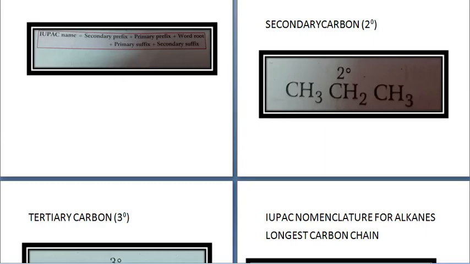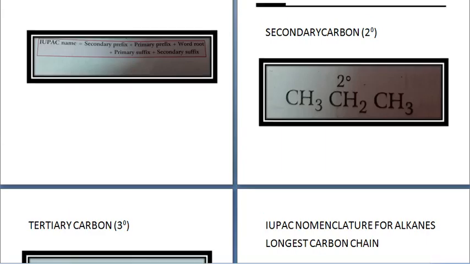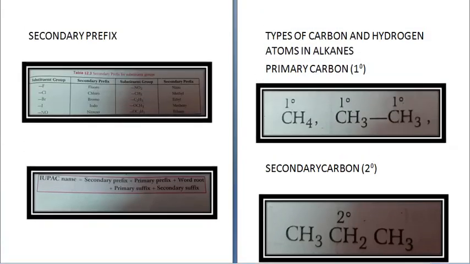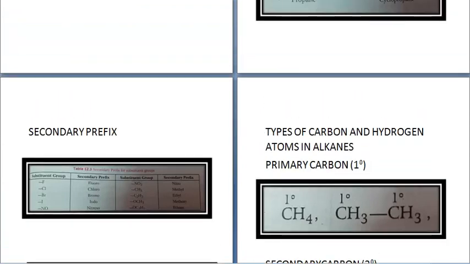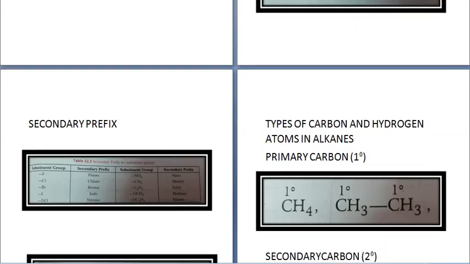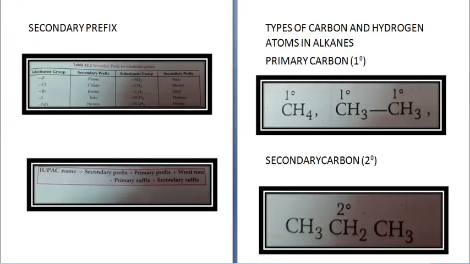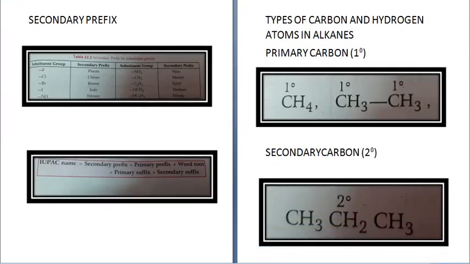Okay, so you can try with various compounds to write IUPAC names of different compounds and see whether what you are writing is correct or wrong. Practice as much as you can. Now we come to types of carbon atoms in alkanes.